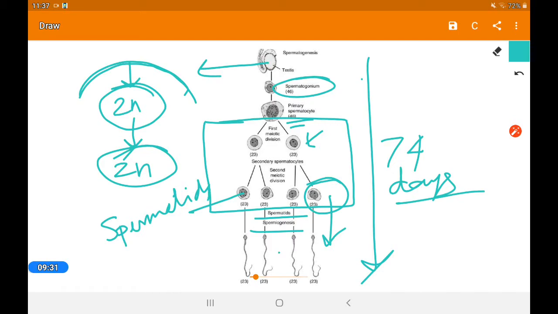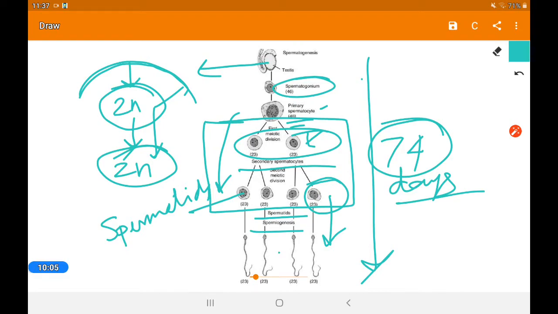So here are the steps. First, from the wall of the seminiferous tubules, the spermatogonium will form, and by mitotic cell division it forms the primary spermatocyte, and by meiotic cell division the spermatid will form. In between we can see the secondary spermatocyte, and then the spermatid will form. From the spermatid to sperm takes very long. That is why it takes 74 days.